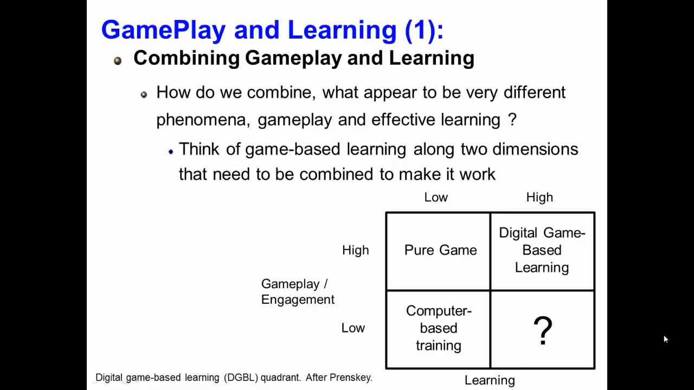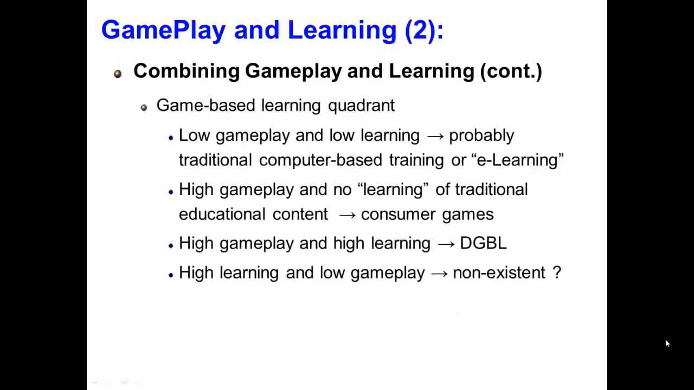The two axes are known as gameplay and engagement along the vertical axis and learning along the horizontal axis. And each axis is further divided into low and high. So we can have low and high gameplay and engagement, and we can also have low and high learning. And this divides our two-dimensional space into 4 discrete quadrants. If your resulting application delivers both low gameplay and low learning, it's probably a traditional computer-based training or e-learning application. And this occupies the lower left quadrant.